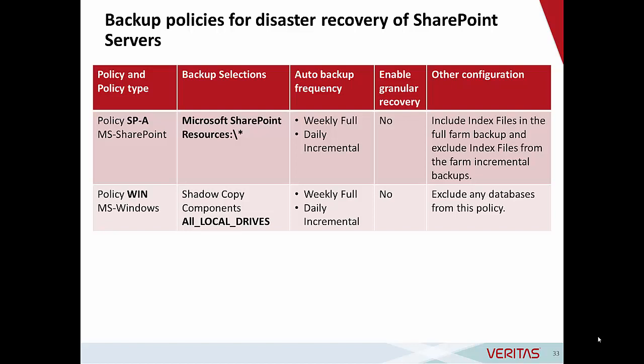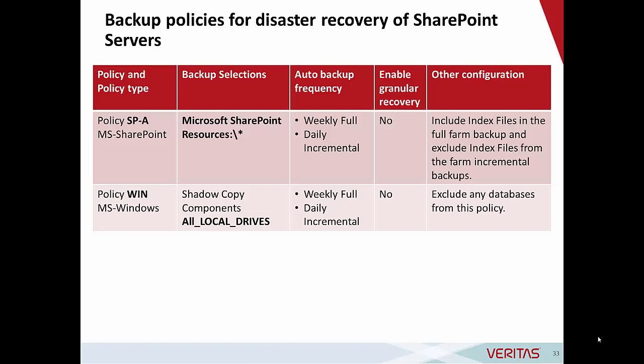And so I've got a farm level backup being done here, and that's the SharePoint policy. And then the Windows policy is either going to do the shadow copy components, if all I want is the information in the registry, or I could do all local drives. And the difference there would be with all local drives, I get complete protection of the operating system and all of its components on the servers. Whereas if I only specify shadow copy components, I'm just getting what's in the registry. The assumption there being that the operating system maybe will be put in place by a provisioning tool, instead of using NetBackup for that recovery.